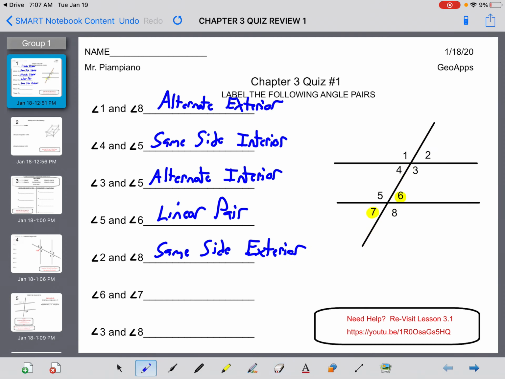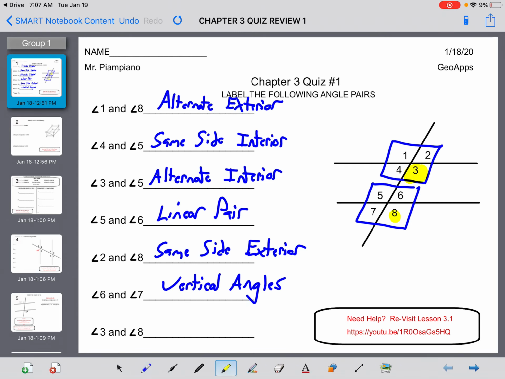Then we have angle 6 and angle 7. One is interior, one's exterior, and they create that bow tie shape. And the bow tie is called vertical angles. Then we have angle 3 and angle 8. If I were to draw my boxes around the groupings of the angles, angle 3 is in the bottom right, angle 8 is in the bottom right. They are in corresponding spots. Remember, if you need help to revisit, here's your link below.